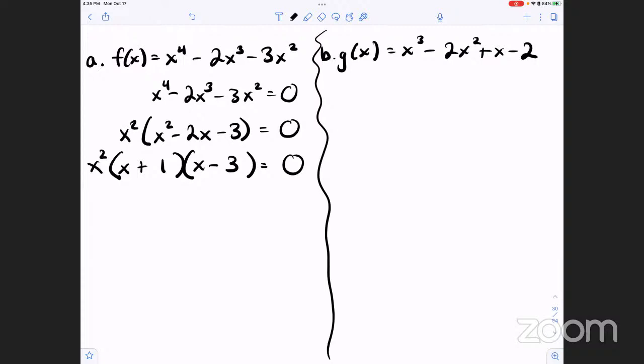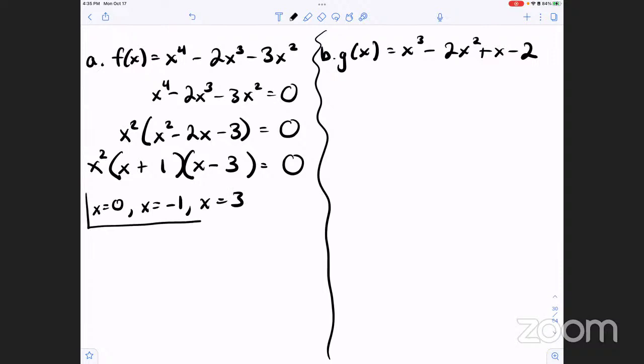Okay. So then here we can invoke the zero factor property. When you have two or more things that multiply to give a 0, you basically set each thing to 0 and solve. That way, if any one of them is 0, everything collapses to 0. So if you set each factor to 0 and solve, you'll get x equals 0, x equals -1, and x equals 3. Okay.